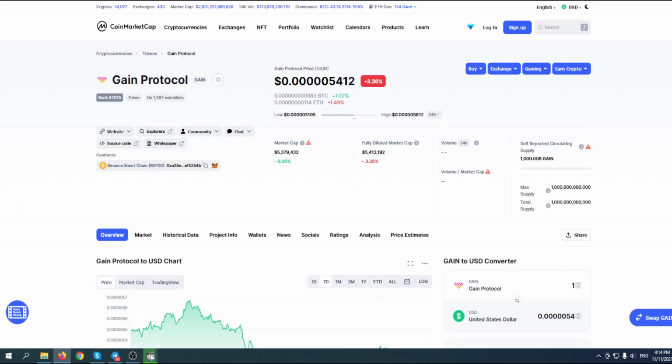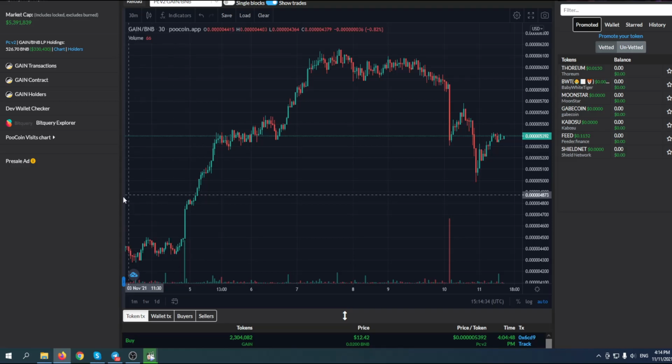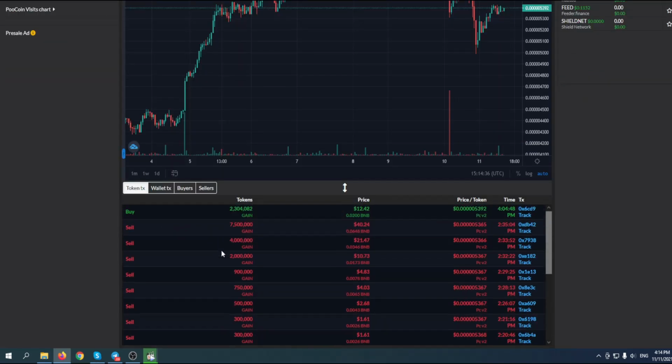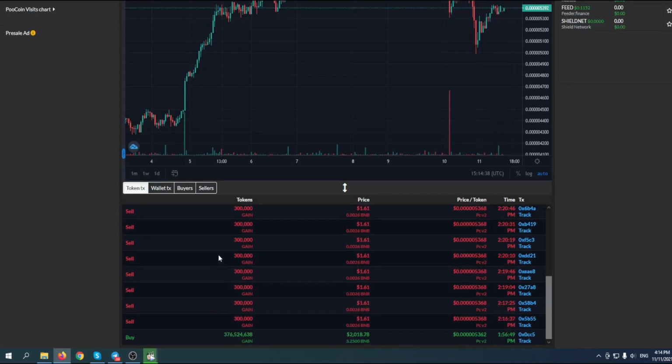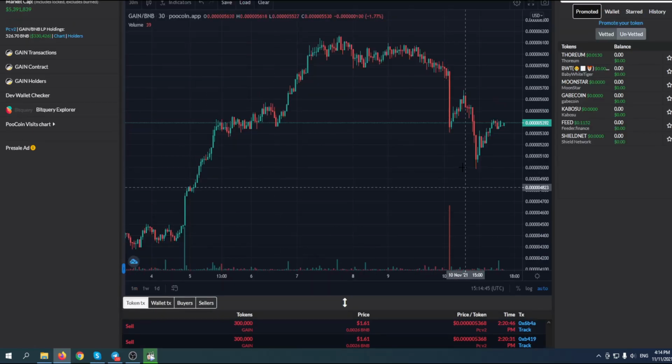One more thing before we go to the chart. When I took a look at PooCoin, I can see that many people are selling. These are not big amounts, but maybe people are afraid, maybe they know something that you and I do not know, but this is another red flag.